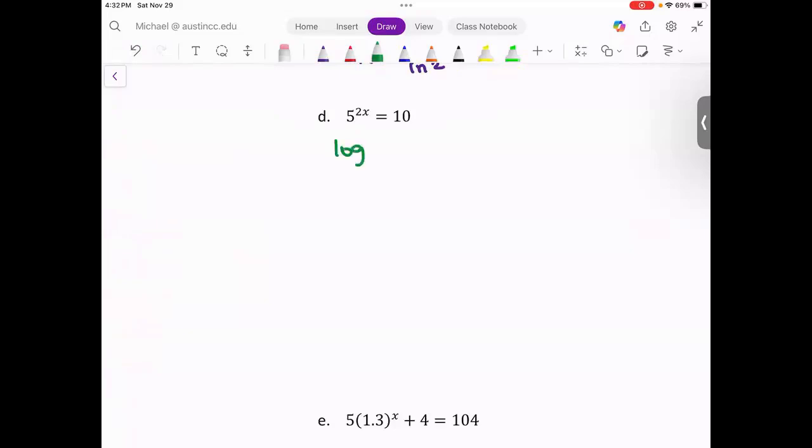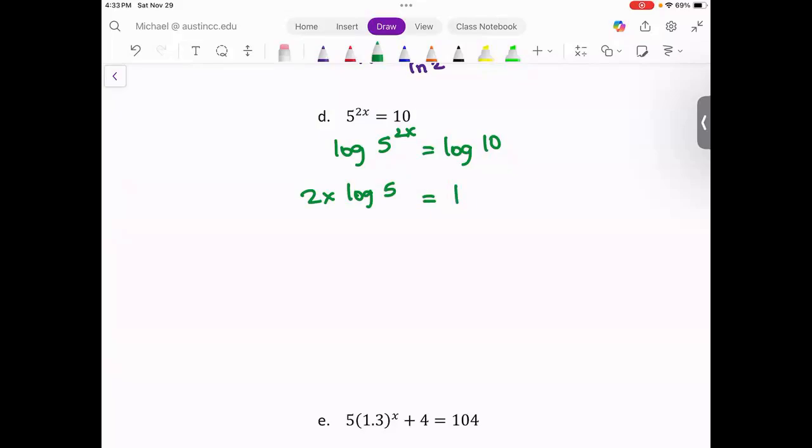So if we just take log of 5 to the 2x equals log of 10. Now that log of 10, since it has a base 10, is just equal to 1. And on the left side, we can use that power property to bring that exponent out front. So we get 2x log 5. Now, that 2 and that log 5 are just another number. Those are both just numbers, right?